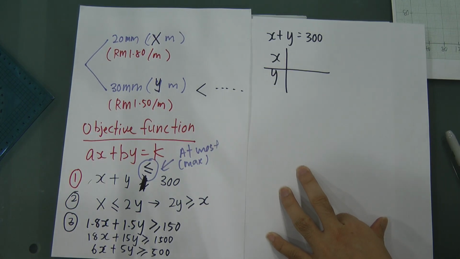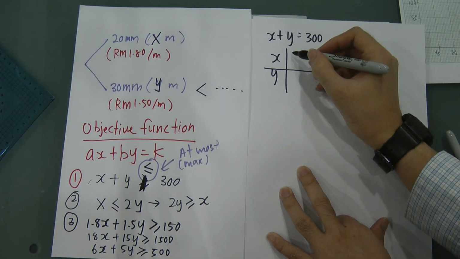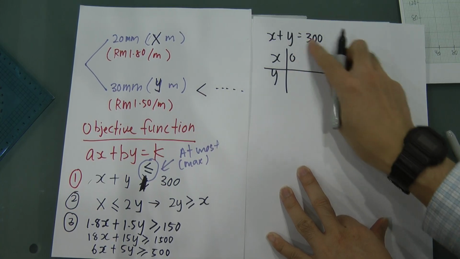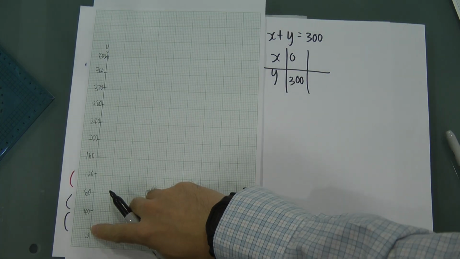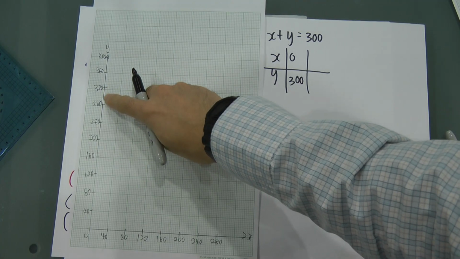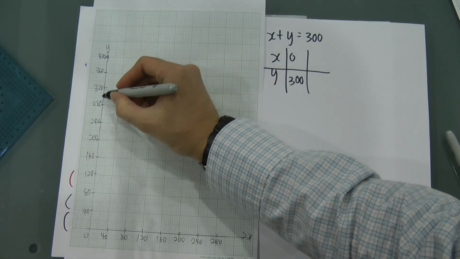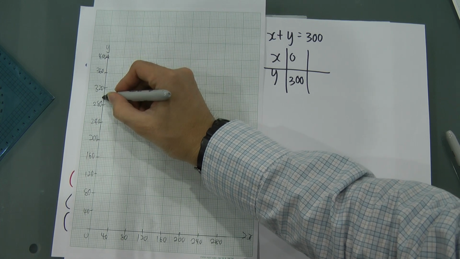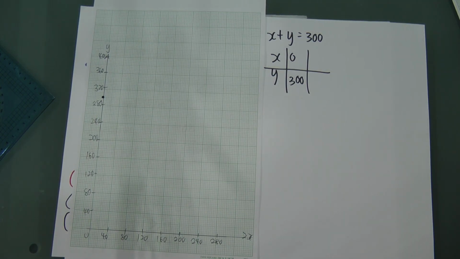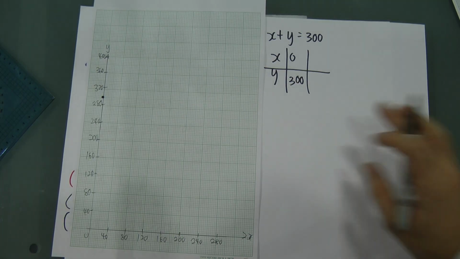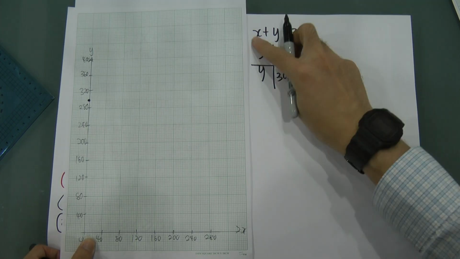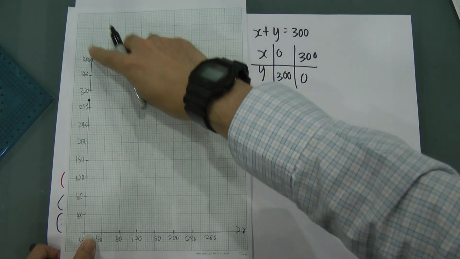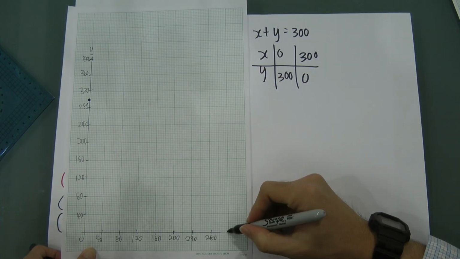For example, when x equal to 0, y will equal to 300 from this equation. So we have to double check here. Do we have 0 and 300 here? Yes, we have 0 and 300 here. Let's say when y equal to 0, x will equal to 300. So do we have 300 here? Yes, we have 300 and 0 here.